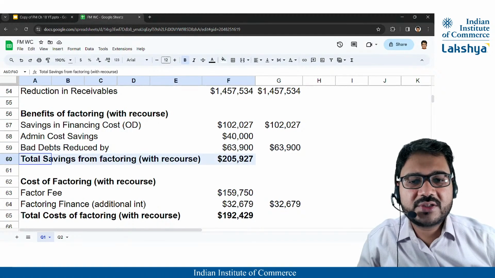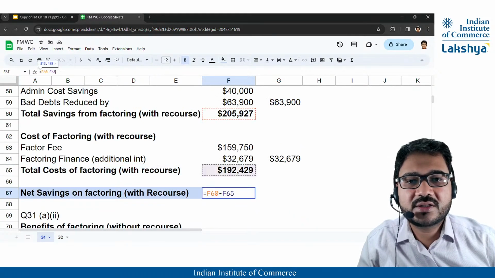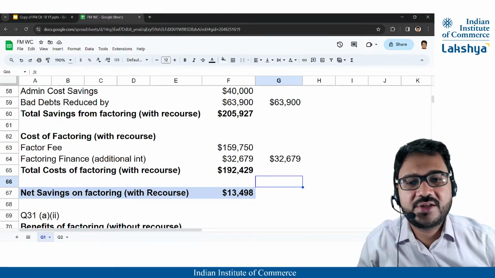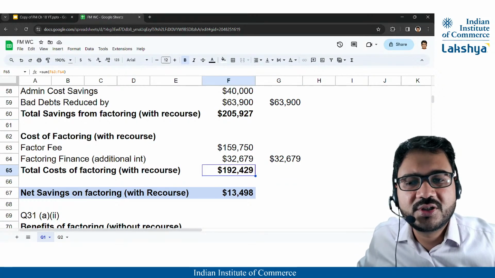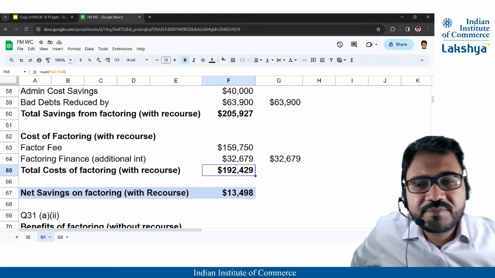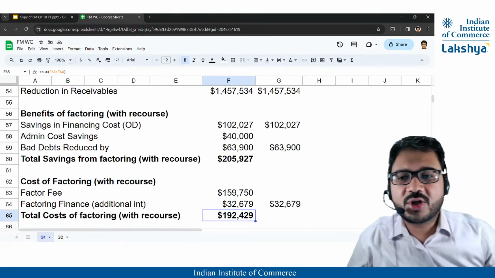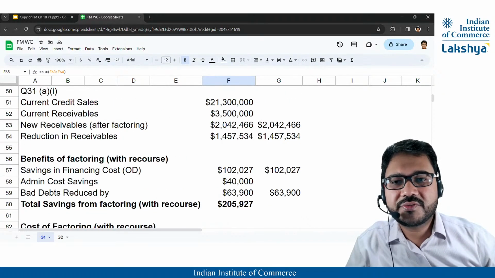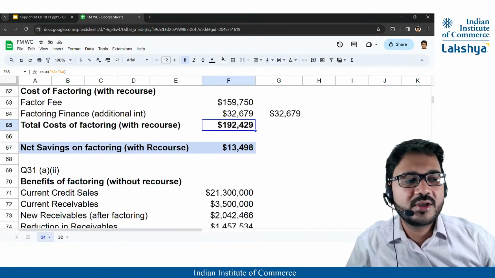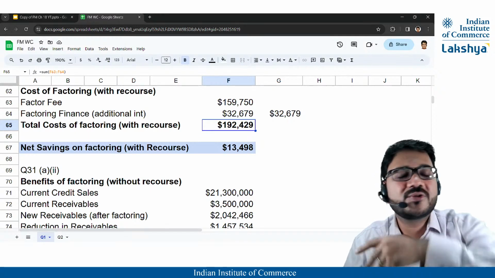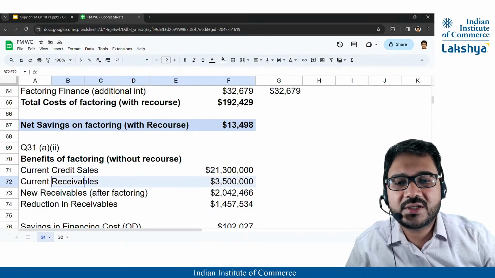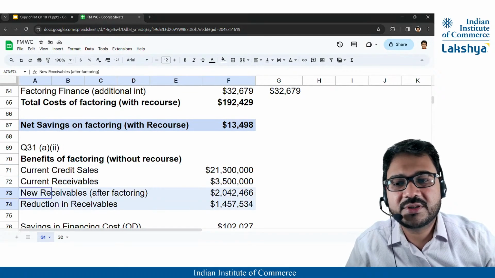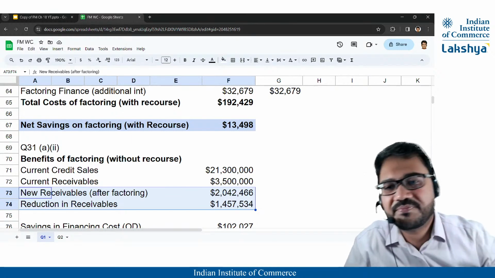So your total savings or total benefits, minus your total cost, gives you net savings. And you see it's a positive figure. That means your savings are more than your costs. That's a good thing, right? Now you could just do a copy paste of whatever is written above, below. That's the benefit of using a spreadsheet. You need not type everything, because your credit sales remain the same, your current receivables remain the same, new receivables, reduction in receivables, everything remains the same.